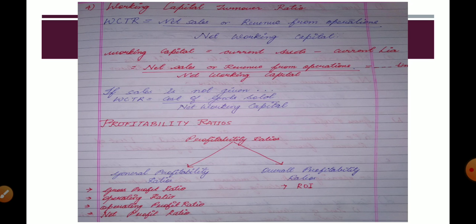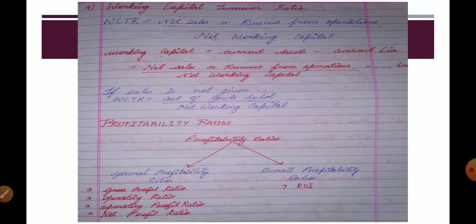And how you can calculate working capital: working capital is equal to current asset less current liability. Net sales or revenue from operation divided by net working capital, the answer will be in number of times. If the sales is not given, it is calculated on cost of goods sold upon net working capital. Okay, so these are the ratios which are very important in this activity ratio.